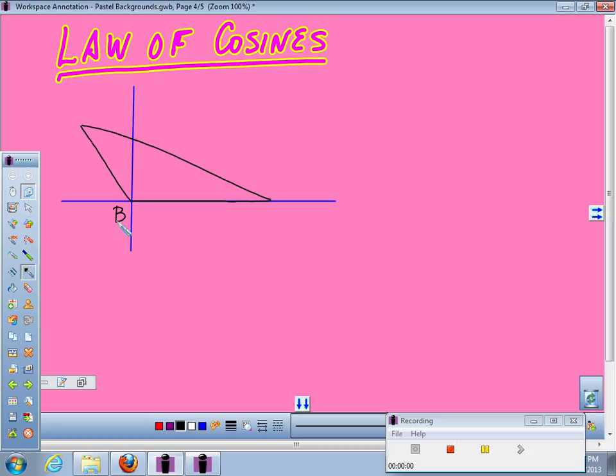I don't have my other angle. This must be angle A, this must be angle C. Okay. So therefore, where are my sides at? Opposite angle A, this side would be side A. Angle B would be out here, C would be over here.